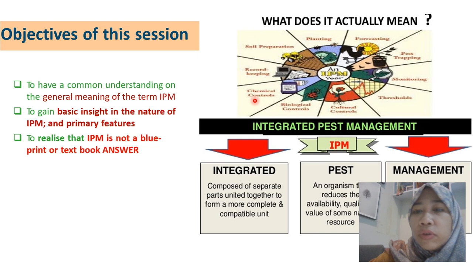From the term itself, integrated pest management, integrated is composed of separate parts united together to form a more complete and compatible unit. So as I say, we can combine many controls to control the pest. We cannot rely on only one or two components. We can have several techniques to control the pest. And the pest itself is an organism that reduces the availability and the quality of the crops.